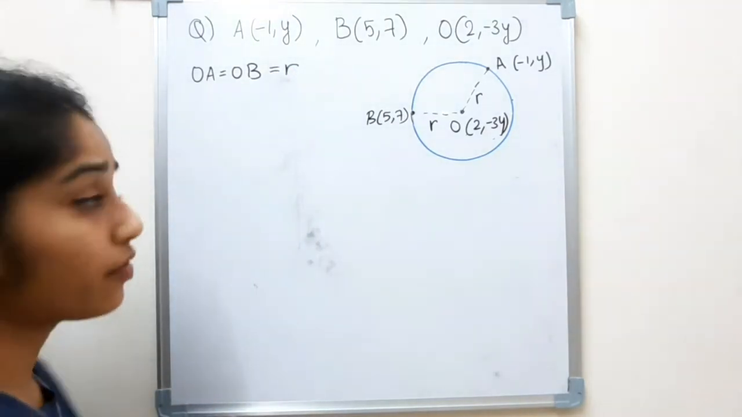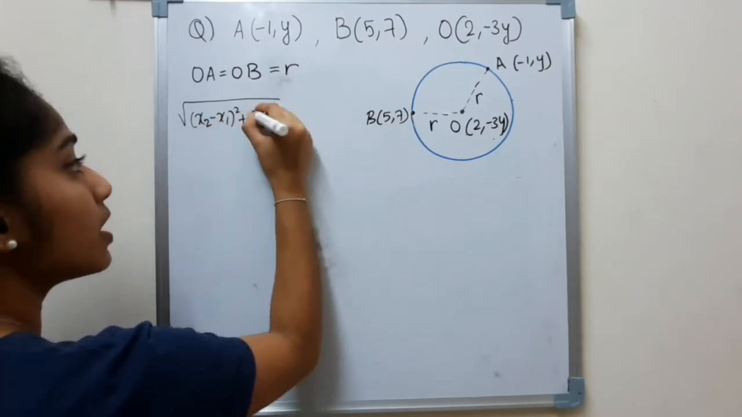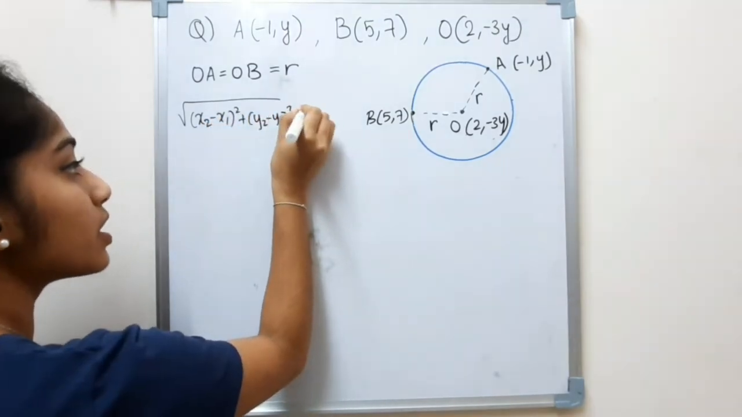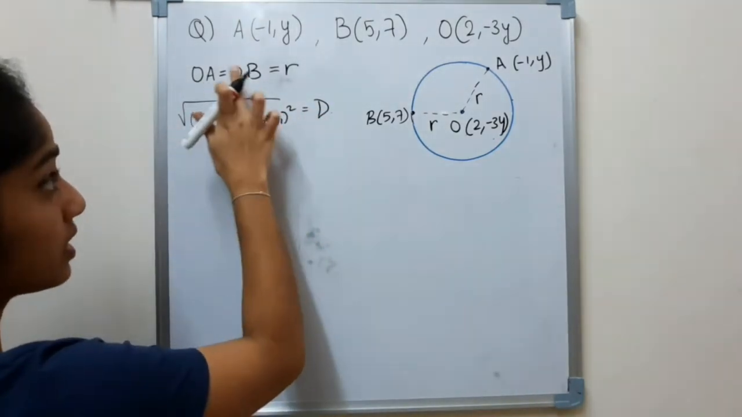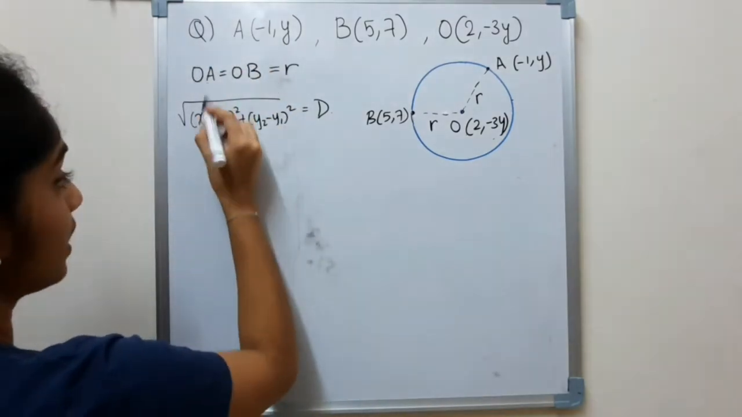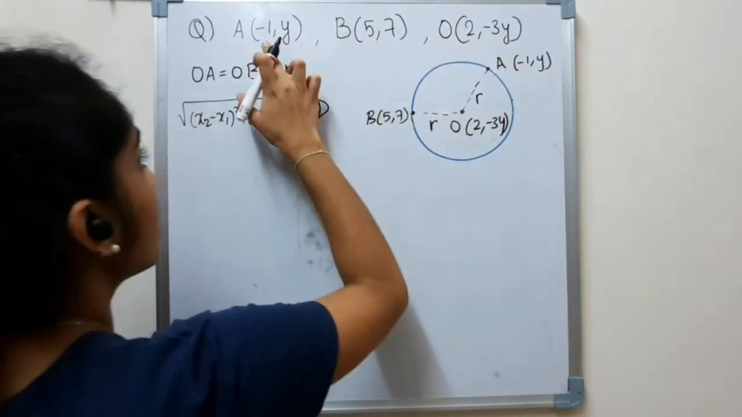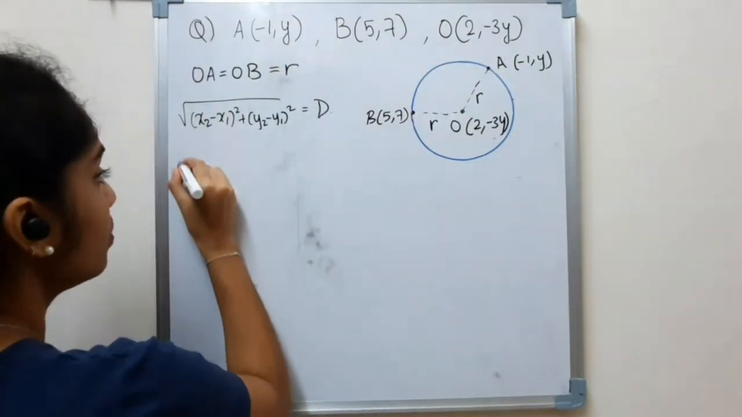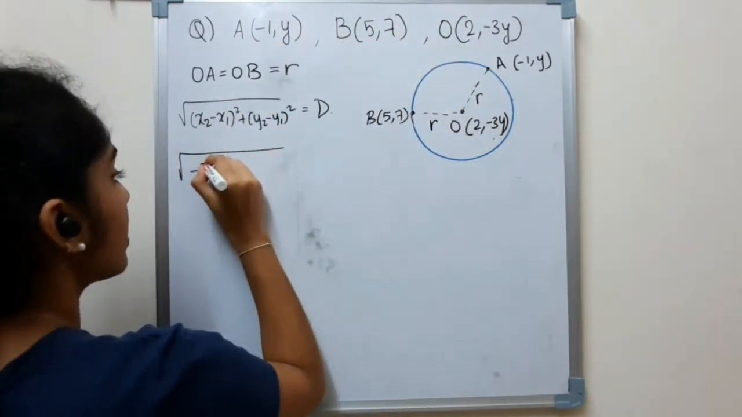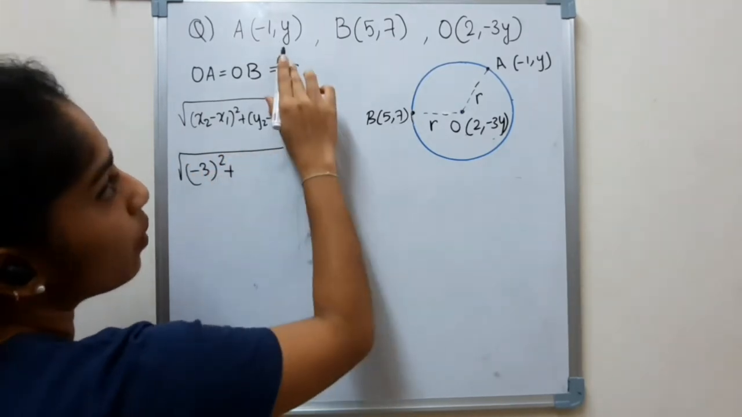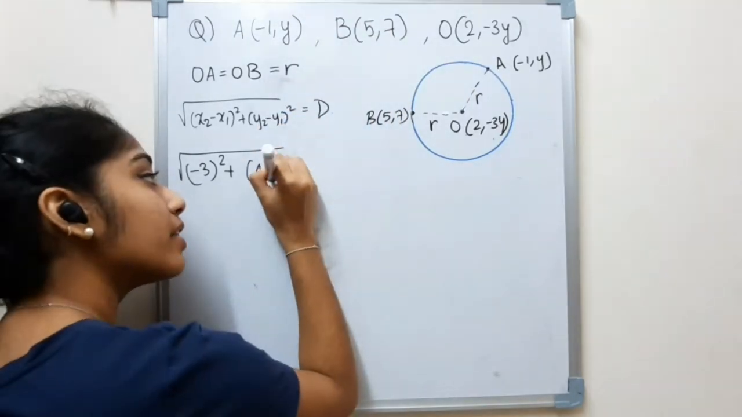Now, from the distance formula, we have the square root of x2 minus x1 the whole square plus y2 minus y1 the whole square is equal to some distance d. Applying this to both sides, for OA, this will be our x1, y1 and x2, y2. So x2 minus x1 is minus 1 minus 2, minus 3, the whole square, and y minus of minus 3y, y plus 3y, which is 4y, the whole square.